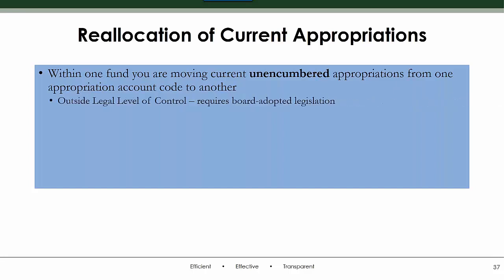Outside your legal level of control is going to require board-adopted legislation approving. And again, legislation is an item adopted at a meeting. It's a piece of paper signed by the board. Your county auditor doesn't want a copy of this. I would say most county auditors are like, oh my gosh, don't send me that, because it doesn't change the total appropriation in the fund. It's just moving it from one account code to the other, and I don't think the county auditors care about that.